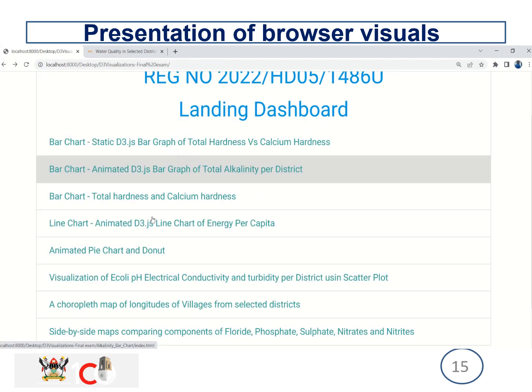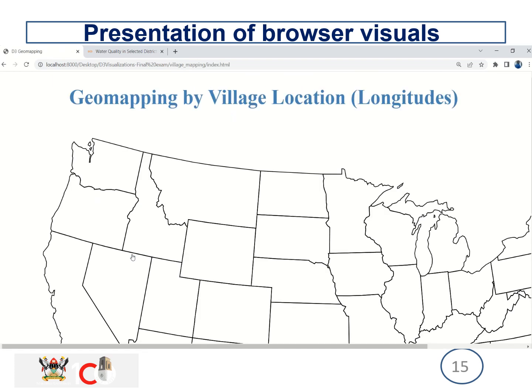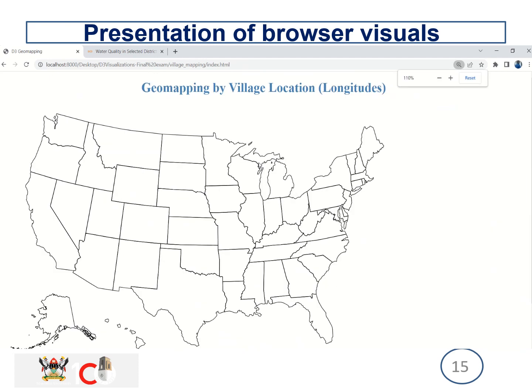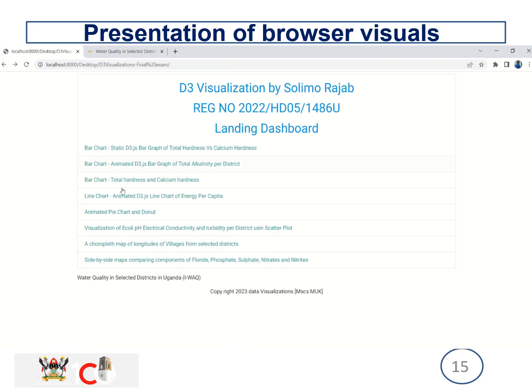So the next visualization is a geospatial map, which is giving us the longitudes of the villages from the selected district. And you find out that when you move over a particular village, it will give you the longitude of that particular village. As you can see, there is a warning, and yes, in Google it gives you its particular longitude as captured in the data set.